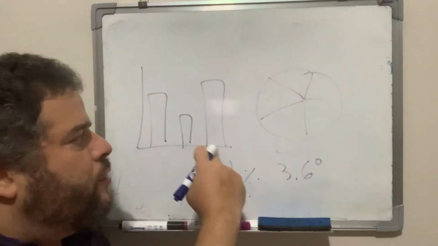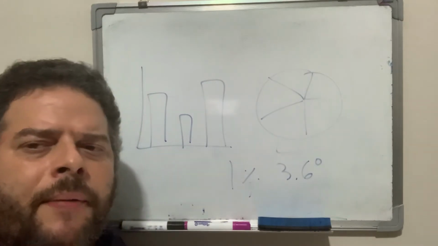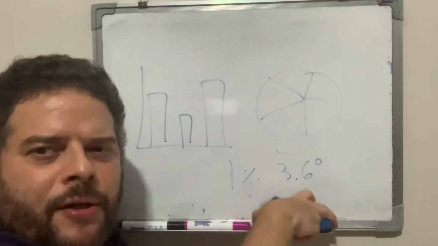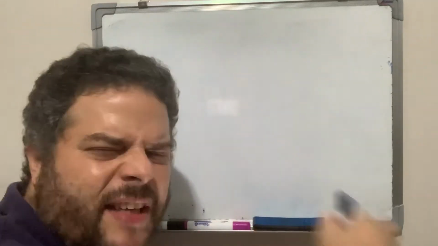Now, of these two, I prefer the bar graph. It's just quick to visualize what's happening. I like bar graphs. Pie charts make me hungry. Of course they don't, but pie graphs are kind of difficult. Bar graphs make your life easier.